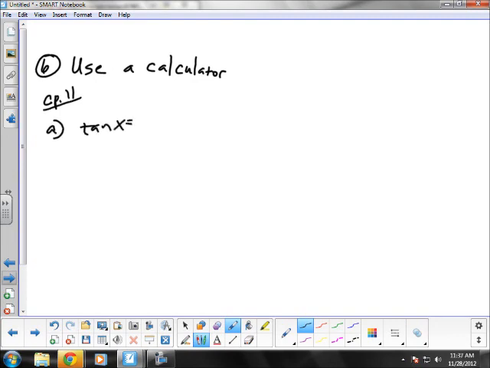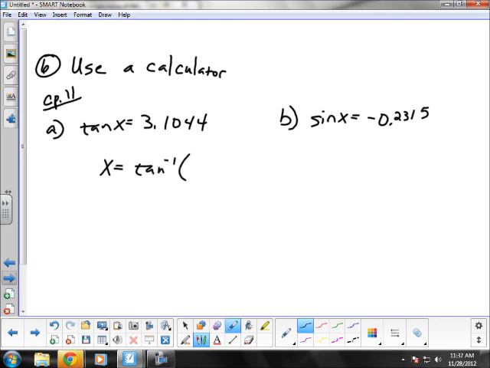Have the tangent of x is equal to 3.1044. And part B tells me the sine of x is equal to negative 0.2315. Okay? Good. So, these aren't special angles. You know that immediately, right? Because it's not a nice rational number. So, x is equal to the arctangent of 3.1044.